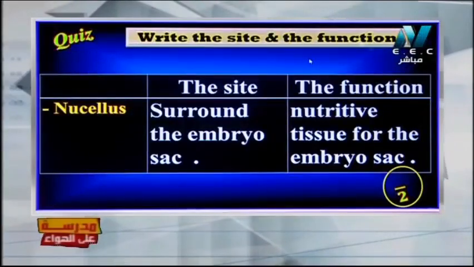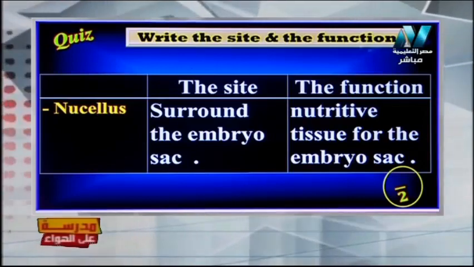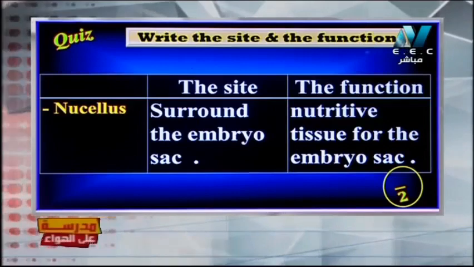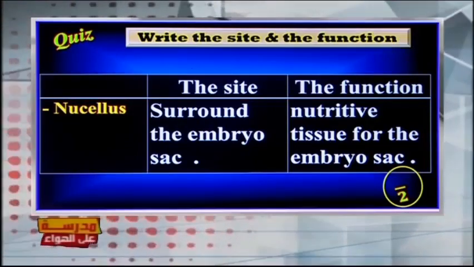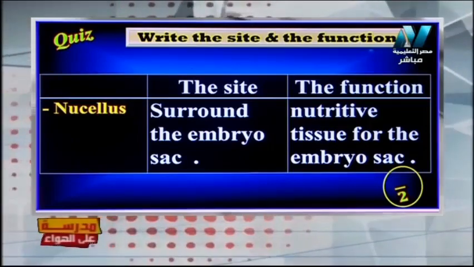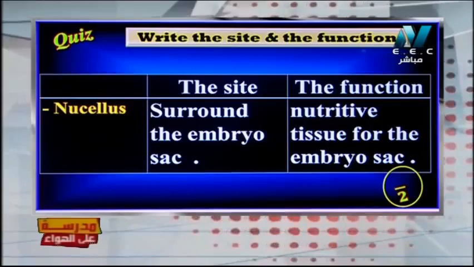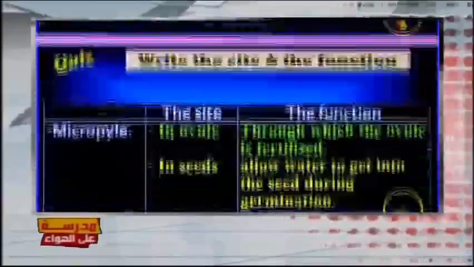question number 12 وبرضه بيقول لي طلعت الإجابة، مش هنديله ولا ثانية الحقيقة. السؤال ده اللي كان عايز سايت اند فانكشن، وبيقول لحضرتك عايز النيوسيلس. طبعا السايت surround the embryo sac of the flower in flowering plants. طبعا الفانكشن بتاعته nutritive tissue for the embryo sac. هتاخد درجتين بقى عادي كده لغايه ما نشوف السؤال اللي بعده.